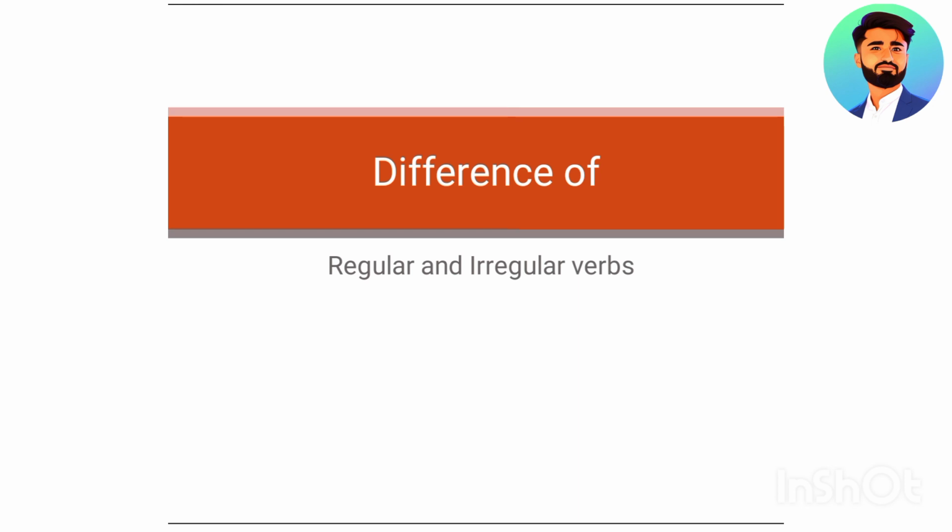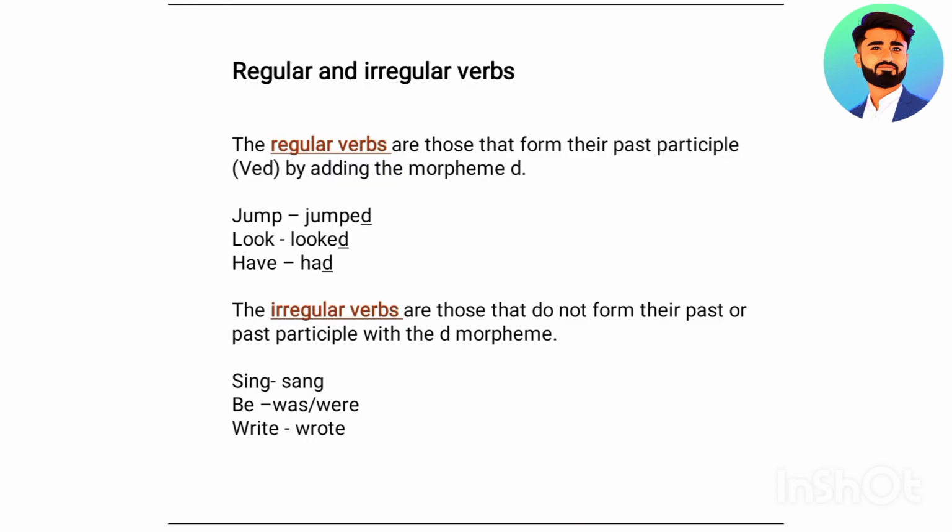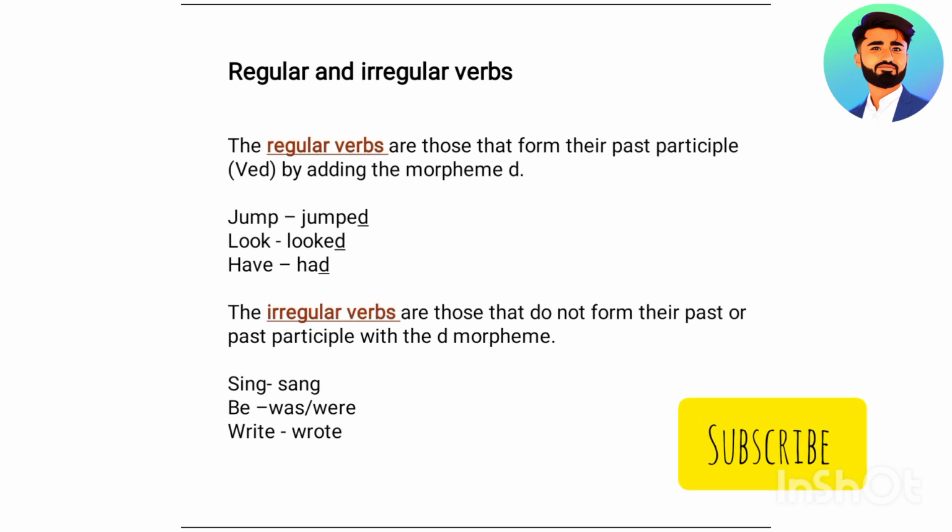Today I am going to discuss regular and irregular verbs. The regular verbs are those that form their past participle with -ed. It means verb plus ed form by adding the morpheme d. Morpheme means ed or d at the end of the verb. Look at examples: jump, look, have. We have added ed or d at the end of these words.